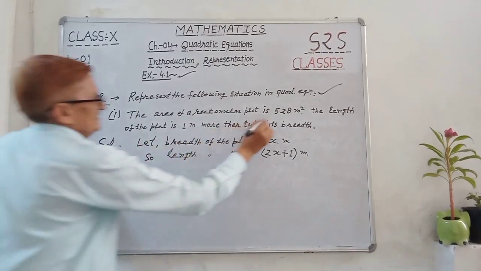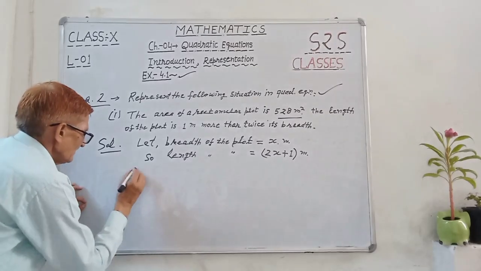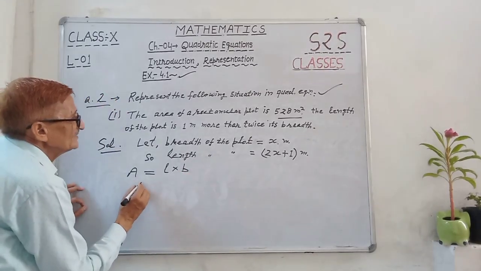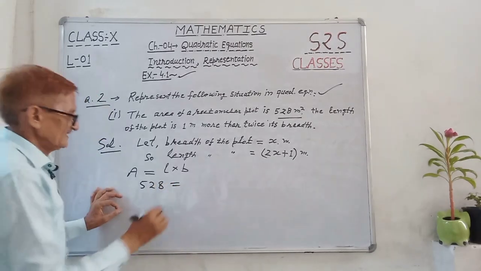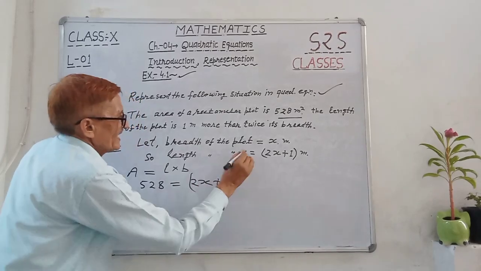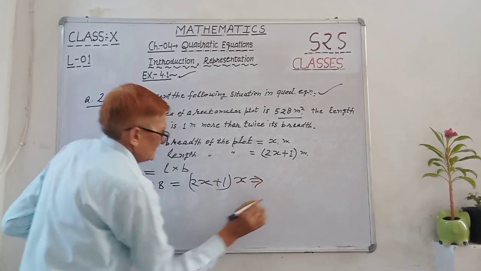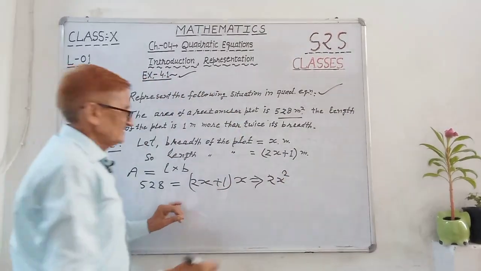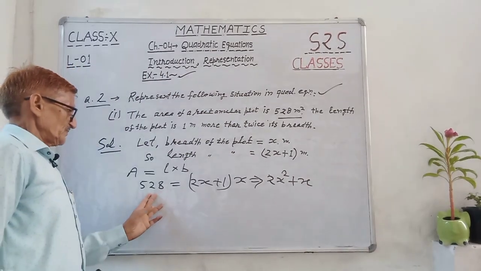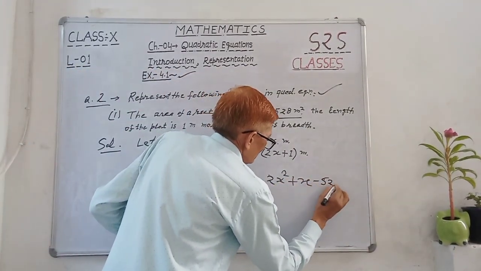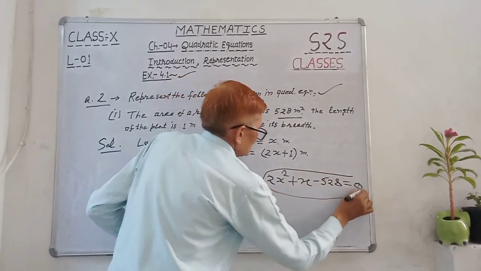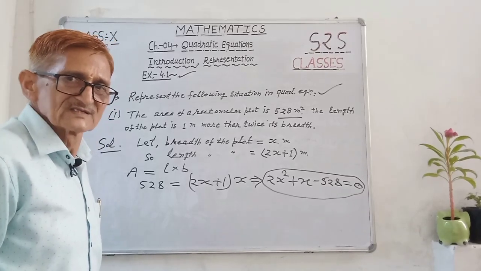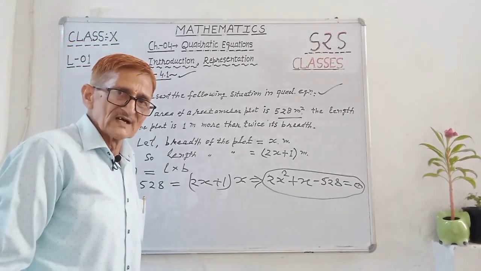Area is given. According to the situation, we know area is equal to length into breadth. The area 528 is equal to length 2x plus 1 into breadth x. Then multiply: x into 2x is 2x square, and x into 1 is plus x, and 528 goes to that side, minus 528 is equal to 0. So this is the representation of this situation in the form of a quadratic equation. Clear?